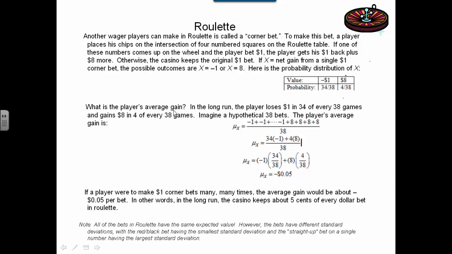What is the player's average gain? In the long run, the player loses $1 in 34 of every 38 games and gains $8 in 4 of every 38 games. So imagine a hypothetical 38 bets. The player's average gain would be, we add all of these together and divide by 38. We'd have -1 times 34 out of 38 plus 8 times 4 out of 38, and we get -0.05. It would be -0.05 dollars, or 5 cents, lost per bet. In other words, the casino keeps 5 cents of every $1 bet in roulette.